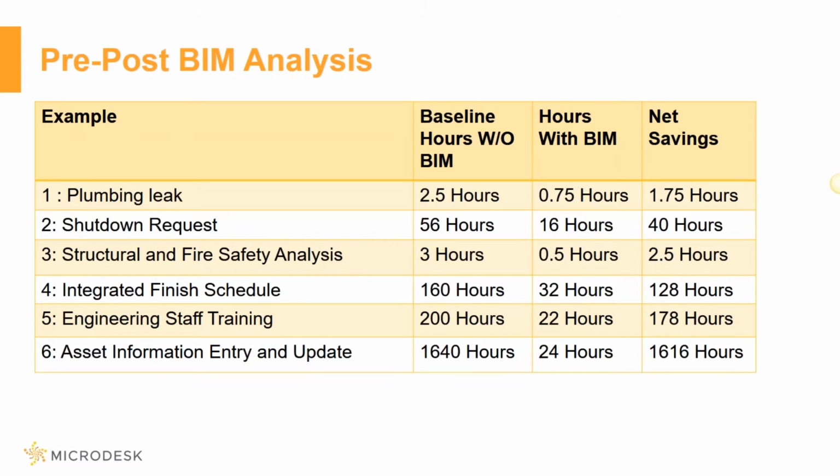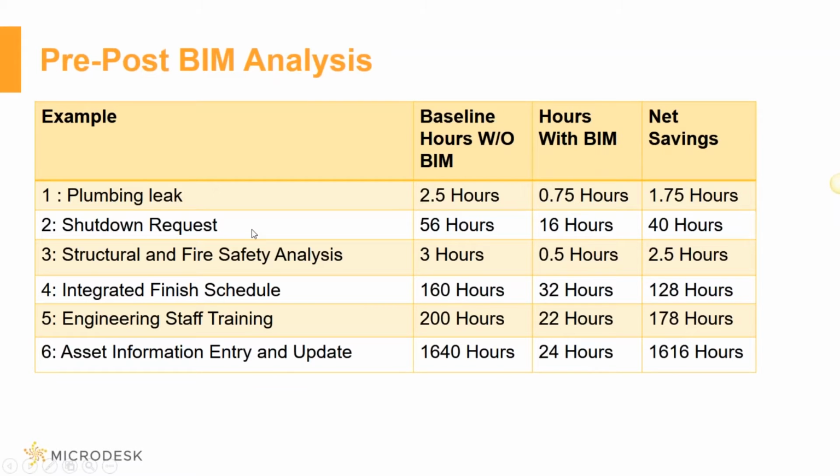So again, these are organized by the most frequent to the least frequent. Asset information entry and update, you're going to do that once in a year, but it's going to take you all year long to do that work. Engineering staff training, maybe you'll hire 1 person, 2 people in an entire year. Integrated finish schedules, repainting occurs once a month, maybe. Structural fire safety analysis, these requests come in several times a month. The shutdown requests, again, a couple of times a month, and plumbing leaks are 10 to 15 times a month.